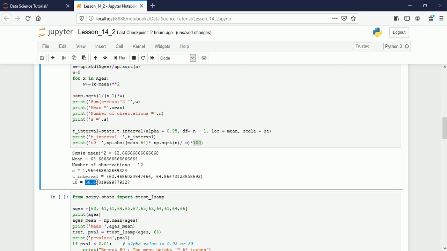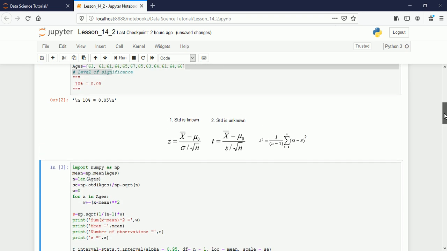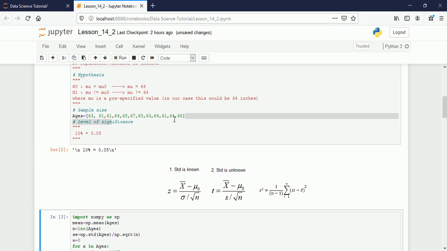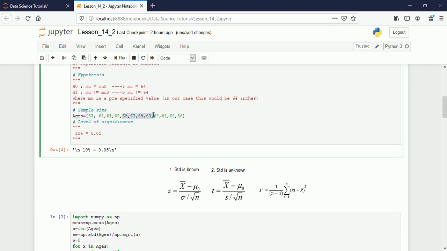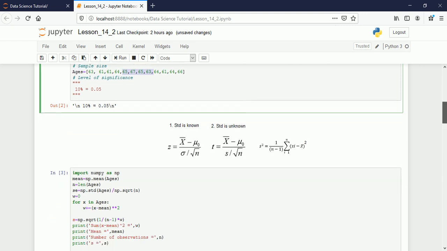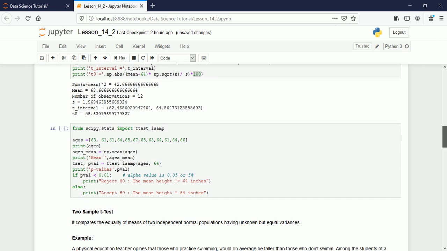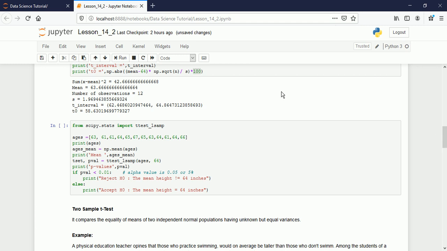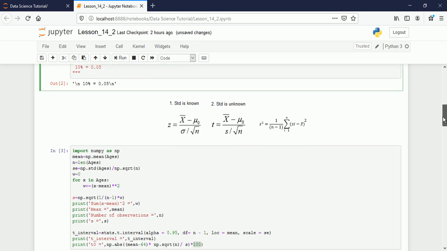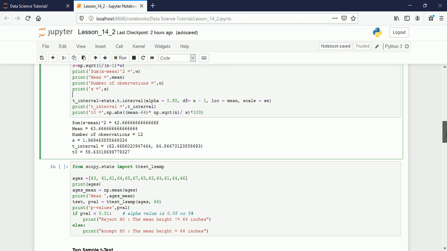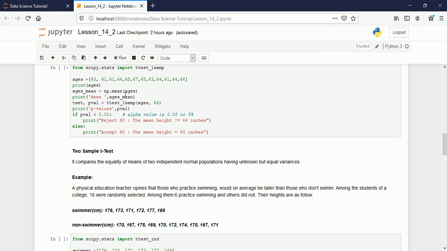586. So definitely we can say that this value falls within this range, so we accept that. The mean 64, which was claimed, is valid, then the null hypothesis is accepted. We have manually calculated everything here, but instead of this we can use some predefined functions.